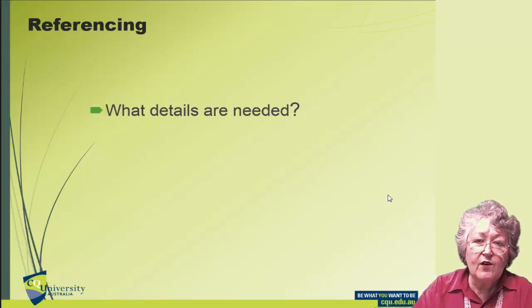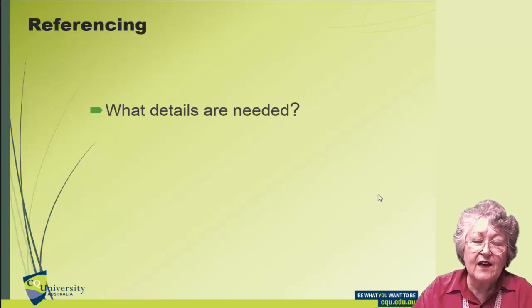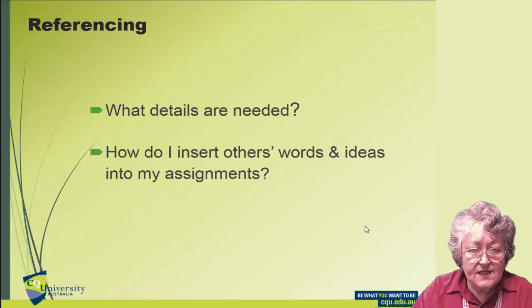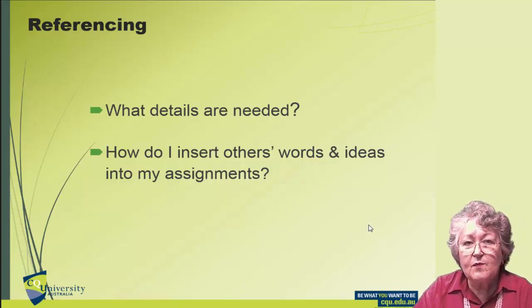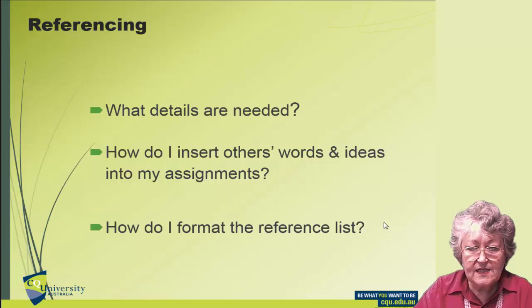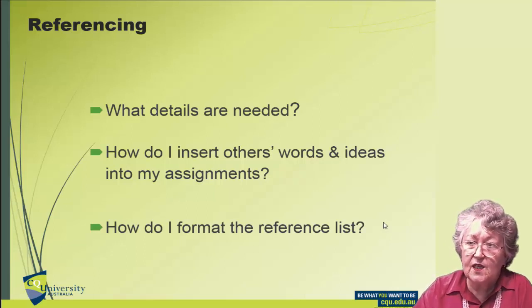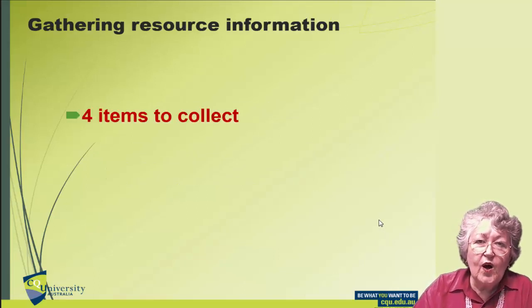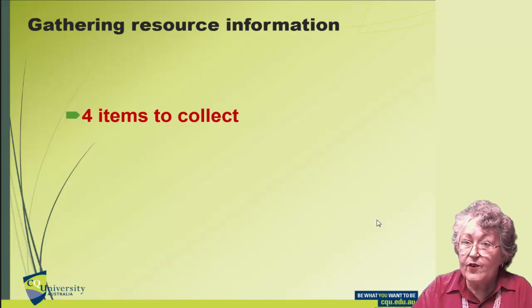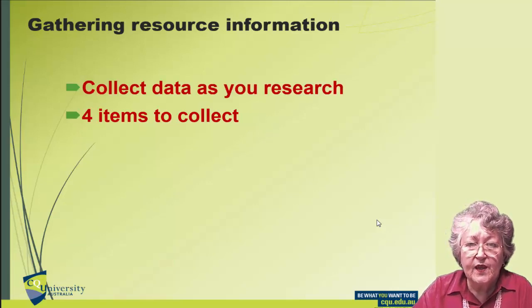The first thing you need to be aware of is that there are certain details that are absolutely important. They are vital. And some of these details need to be inserted into your text, and some of them need to be inserted into a reference list. And the reference list has to be assembled in a very particular way. So let's gather the resource information. There are 4 items we need to collect for every resource that we research and use in our written work.